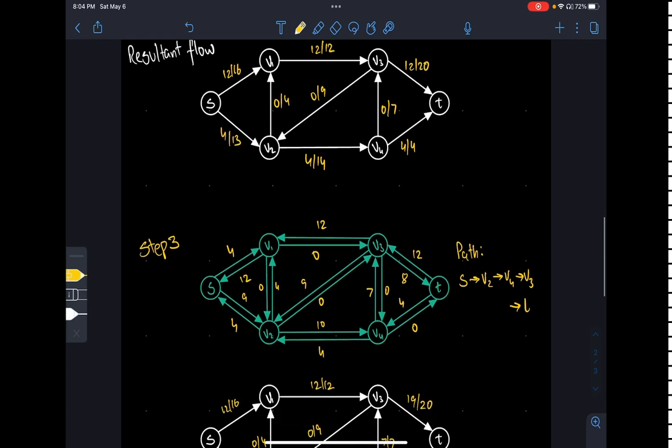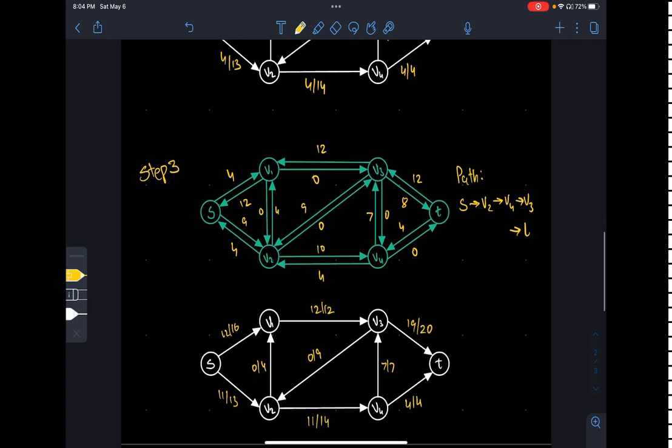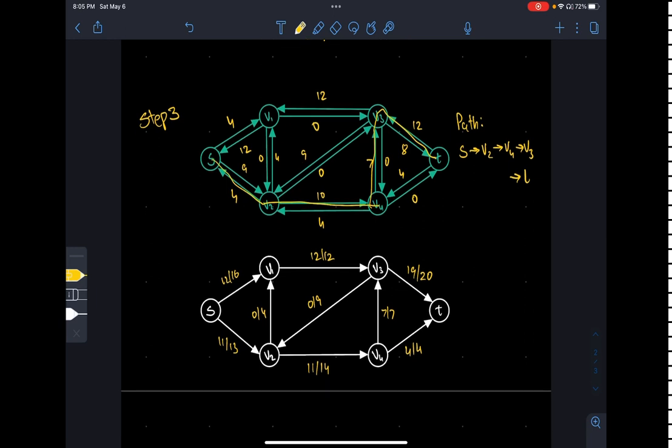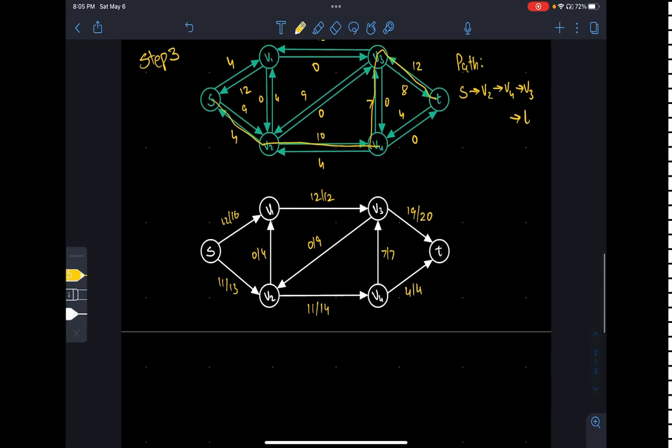Once the 4 is augmented, we again repeat the same step where we update the residual graph. While doing the residual graph, we see that we have updated the flows, and we try to find a new augmentation path, which is S to V2, V4, V3 to T. And we see that the minimum capacity again is 7, so we update the flow with 7. Looking at the resulting flow, we can see that there are no more augmenting paths, and this algorithm terminates when there are no more augmenting paths left.